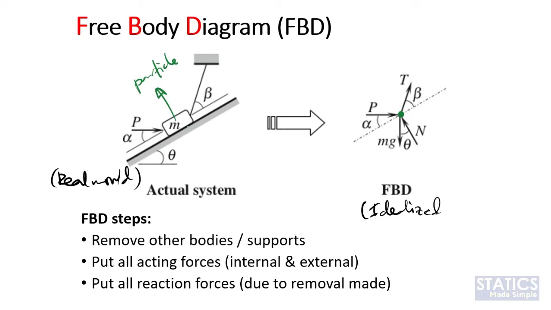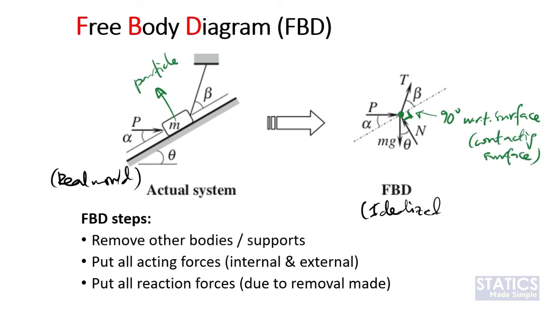We remove this surface because we are not interested in the surface, we are interested in the block or the mass M. So when we remove this surface, we will get the effect of the surface towards the mass. In this case, the effect is given by this normal force N. Why do we call this normal force? It is normal to the surface, basically 90 degrees with respect to the surface. Which surface? The contacting surface.